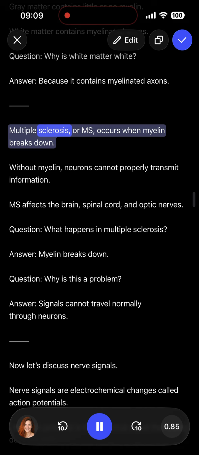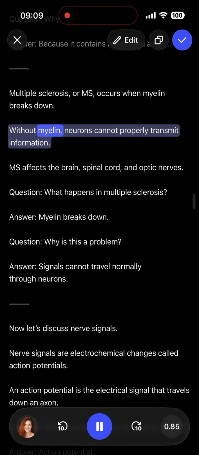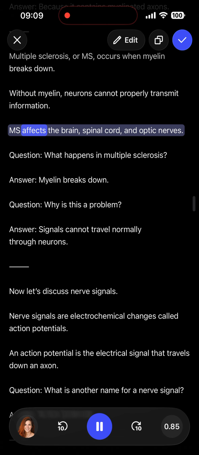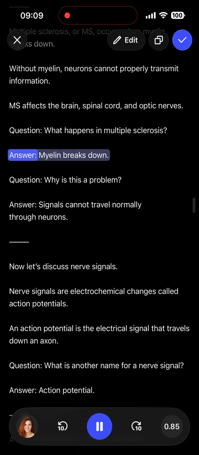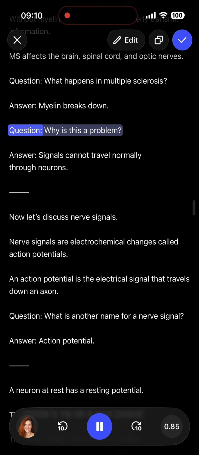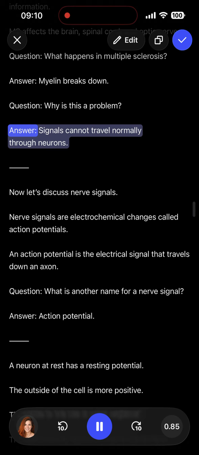Multiple sclerosis, or MS, occurs when myelin breaks down. Without myelin, neurons cannot properly transmit information. MS affects the brain, spinal cord, and optic nerves. Question. What happens in multiple sclerosis? Answer. Myelin breaks down. Question. Why is this a problem? Answer. Signals cannot travel normally through neurons.